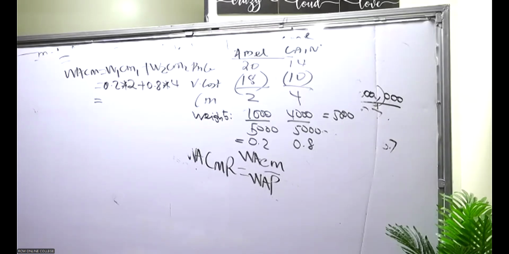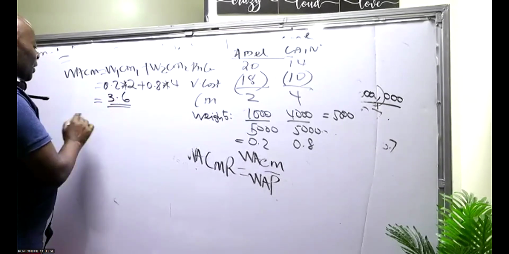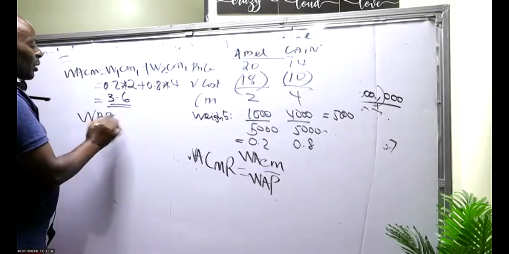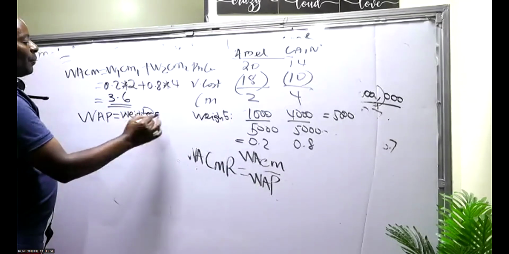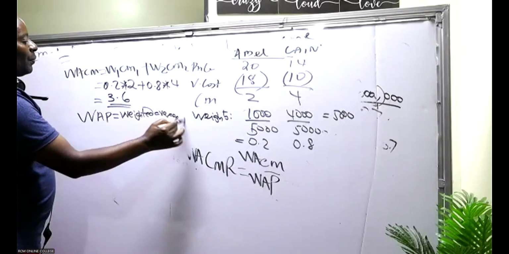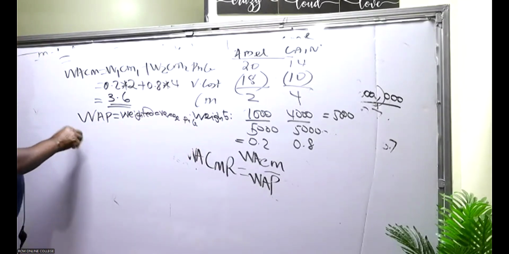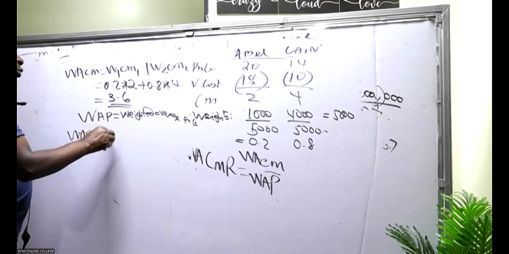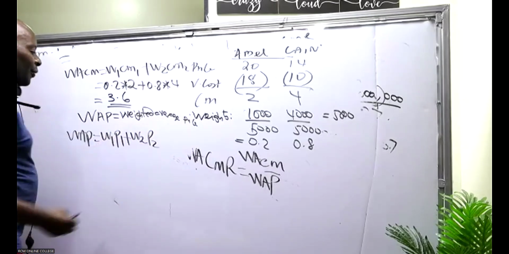Anybody who is able to give me this WACM? 3.6. Thank you very much. Then how about the WAP, the weighted average price? To get WAP, I will take weight 1, price 1, plus weight 2, price 2.